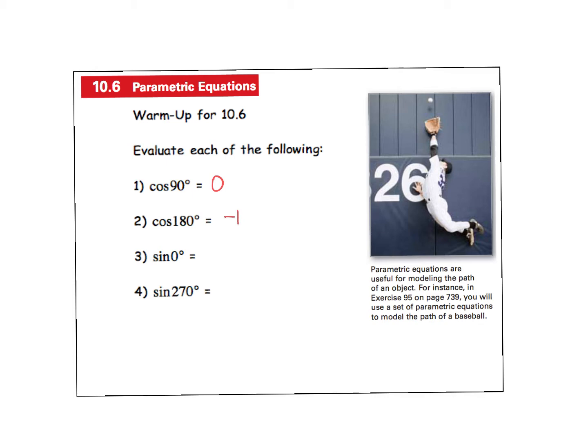Sine of 0. Oh no. 0? This one's 0. This is the one that I was thinking of before. Okay. And sine of 270. -1. All right. Good. Cool. Thank you.